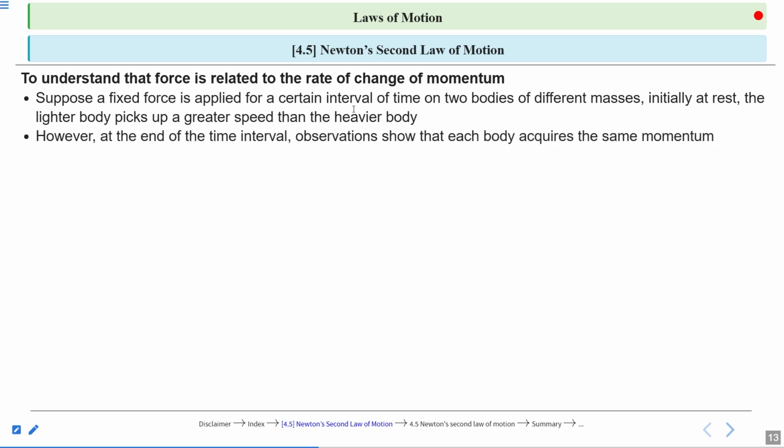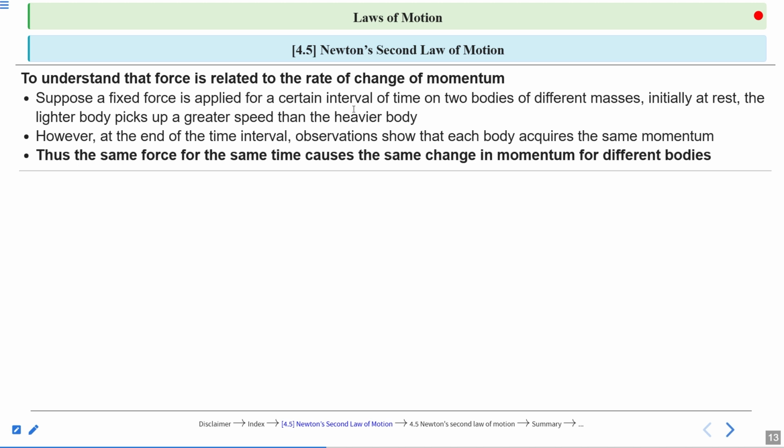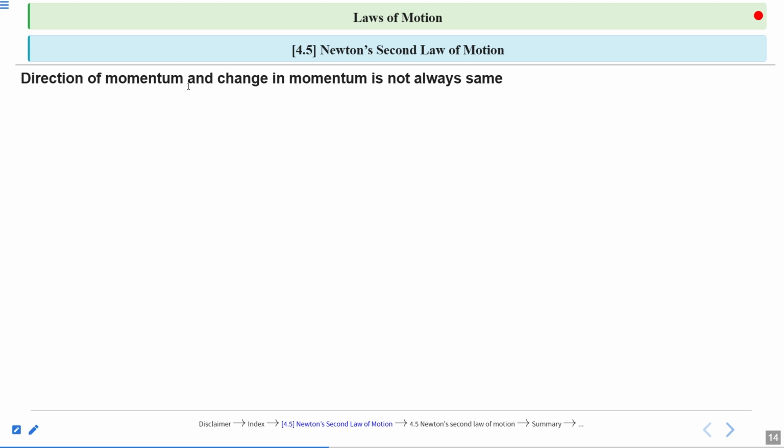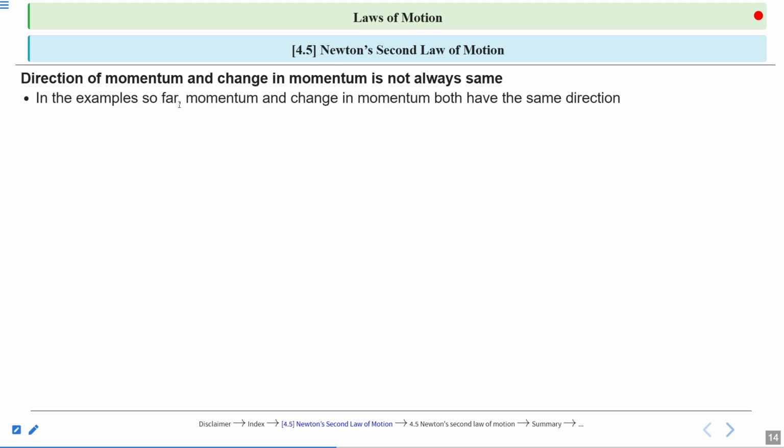However, at the end of the time interval, observations show that each body acquires the same momentum. Thus, the same force for the same time causes the same change in momentum for different bodies. Direction of momentum and change in momentum is not always the same. In these examples so far, momentum and change in momentum both have the same direction. But this is not always the case.